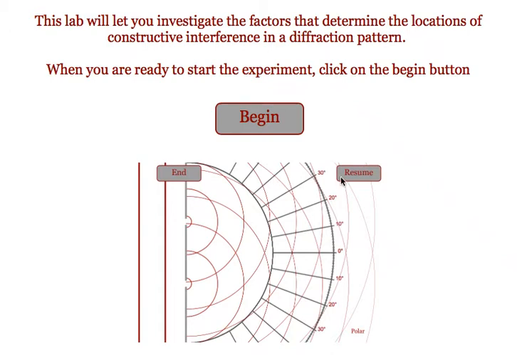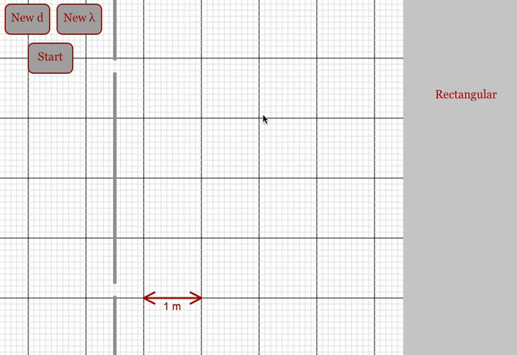This simulation was designed to allow students to investigate the patterns that are formed when light passes through a diffraction grating. When students click the Begin button, they will be presented with a rectangular coordinate system, a diffraction grating with two slits, and the ability to change the gap spacing between the two slits.